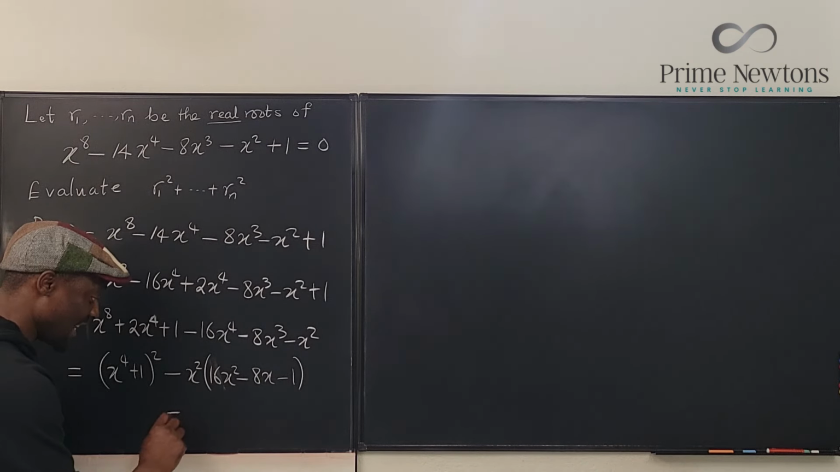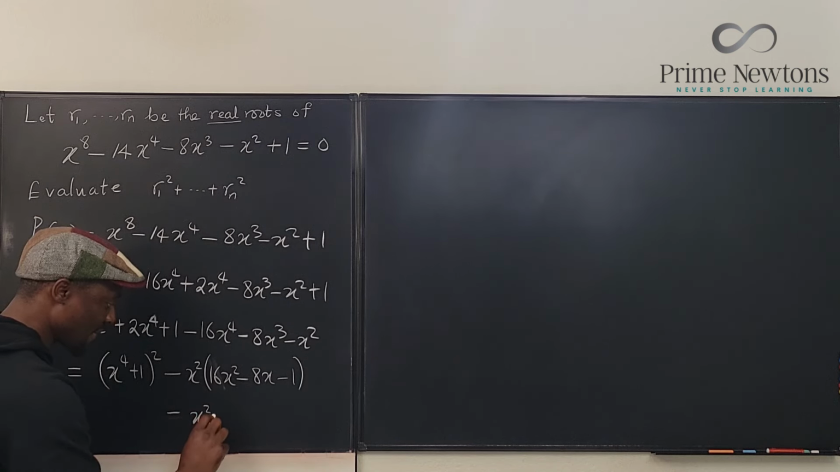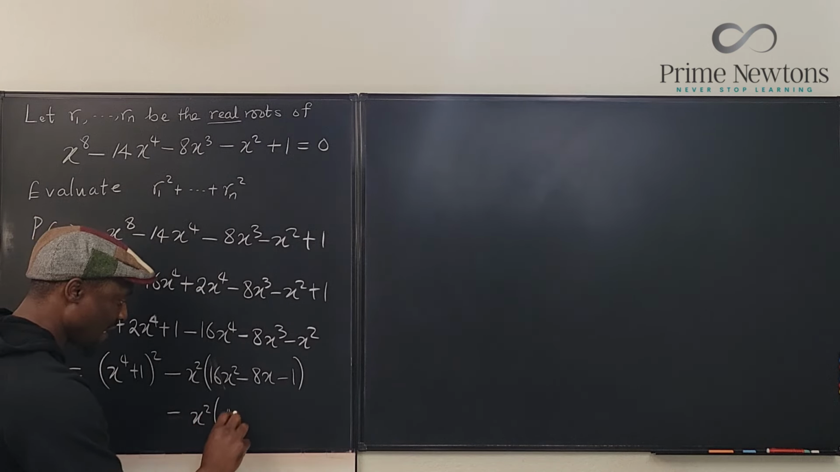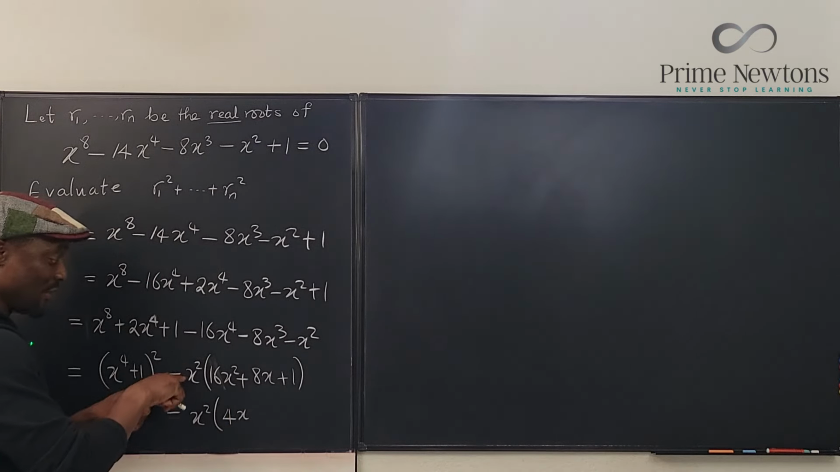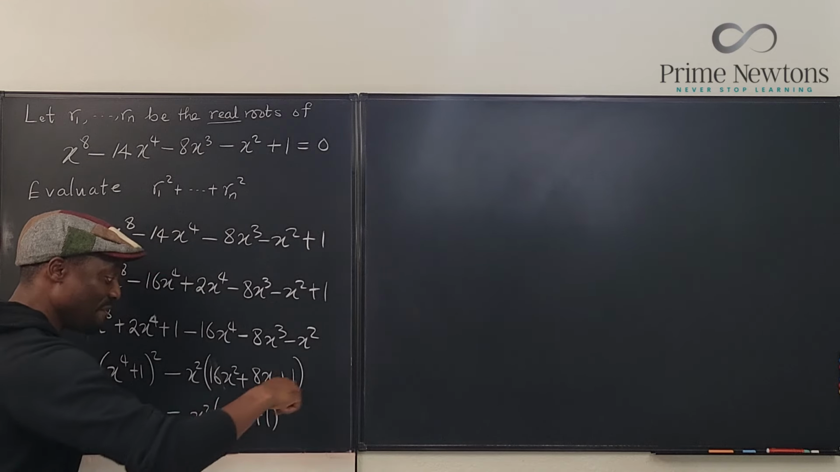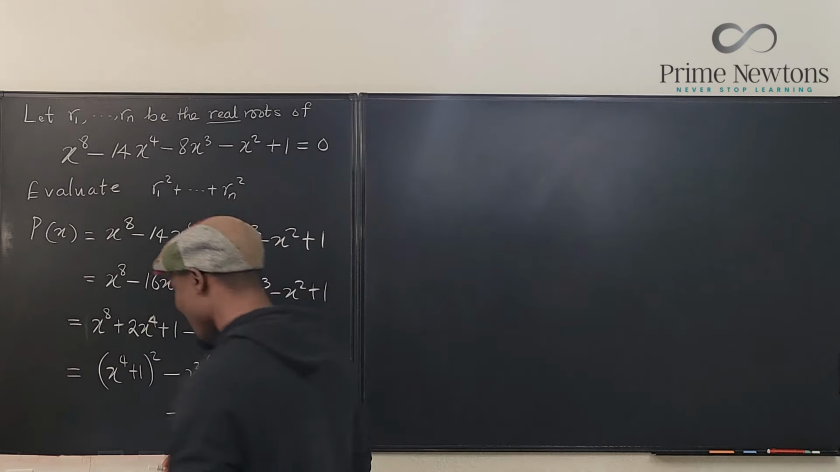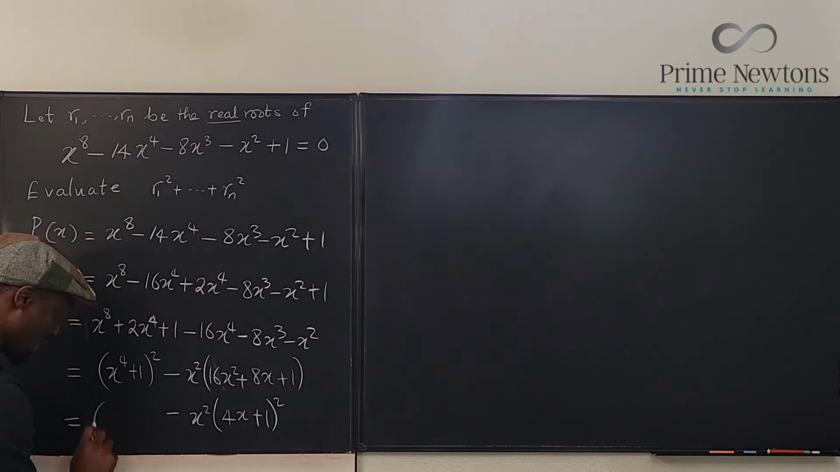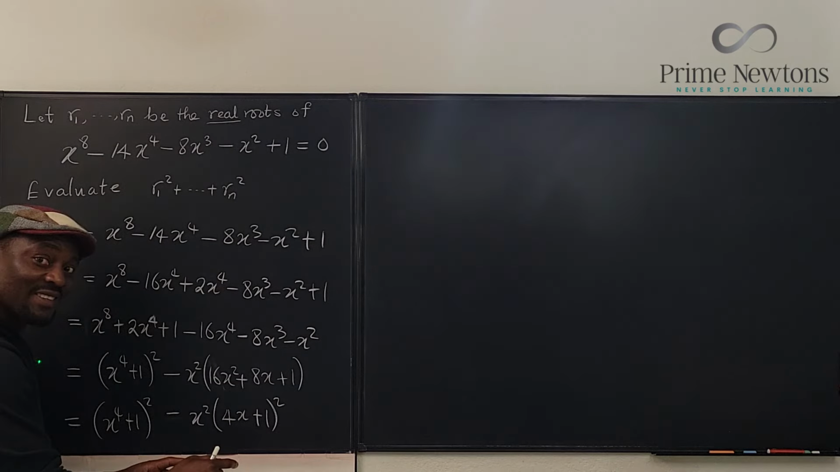Now what does this look like? Oh, again, this is x, this is x squared times 4x. No, this is plus. I took out the minus, so this is going to be plus 1. I got it, squared. This is a perfect square again. So everything is squared. Nice. So this is going to be x to the 4th plus 1 minus this. So this is squared, this is squared. This is the difference of two squares.